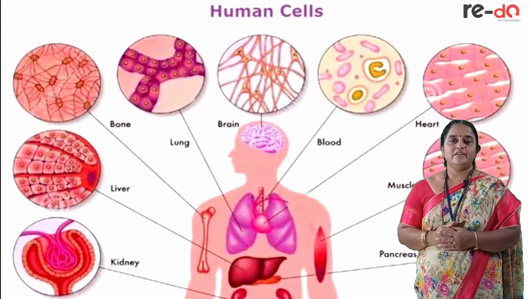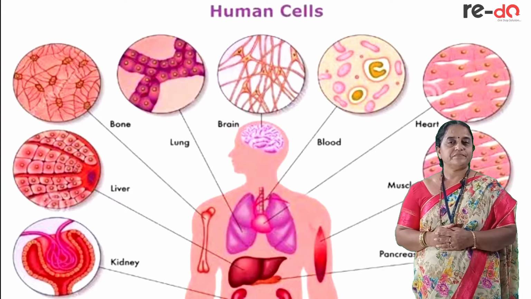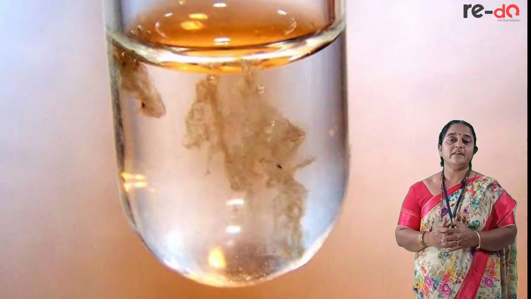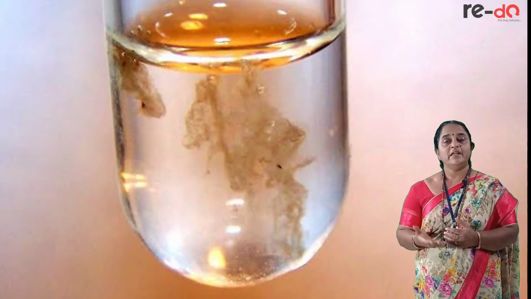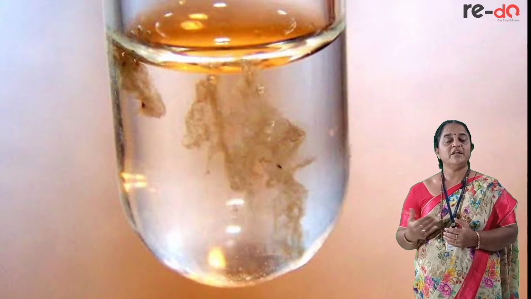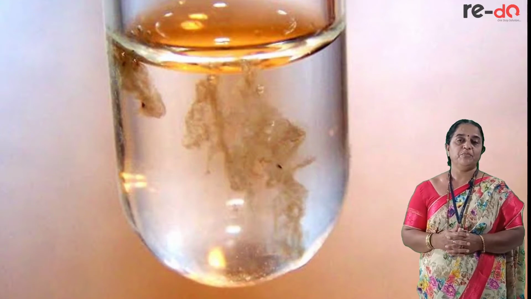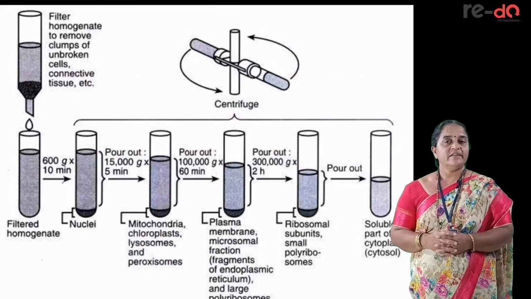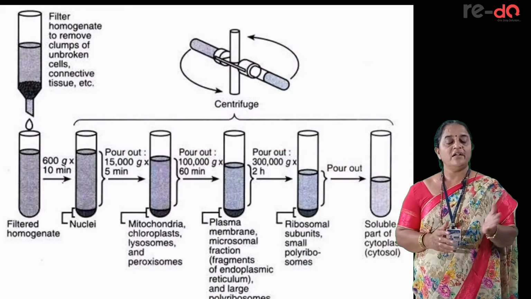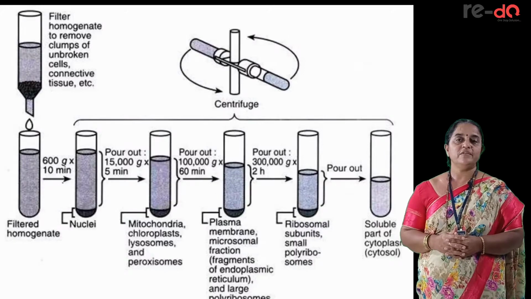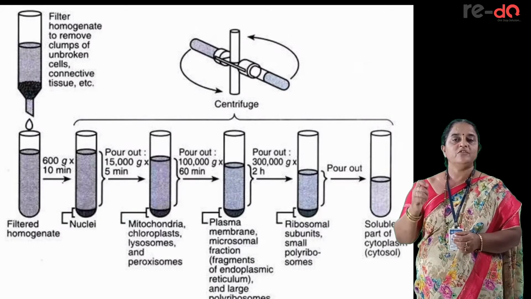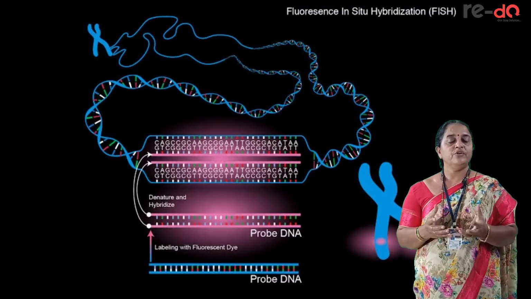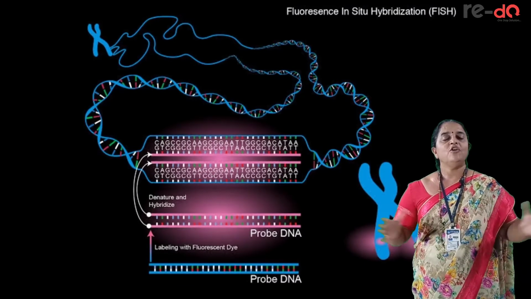A cell is selected from the human body. DNA is isolated. Now, how the DNA is isolated, how it is extracted from the cellular mixture, we are learning in the biotechnology topic. By the ultracentrifugation technique, and adding enzymes to hydrolyze unwanted biomolecules, the DNA is isolated. Now, this DNA which is extracted from the human cell is a very long molecule.